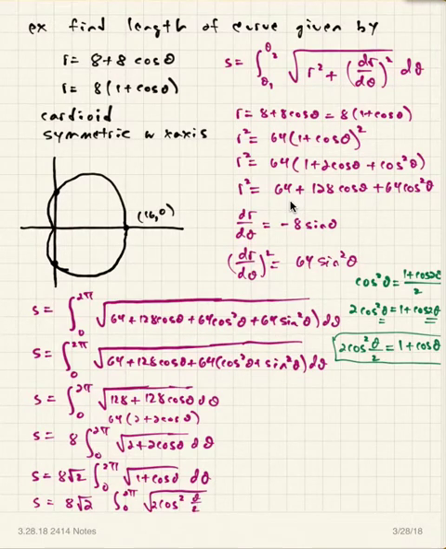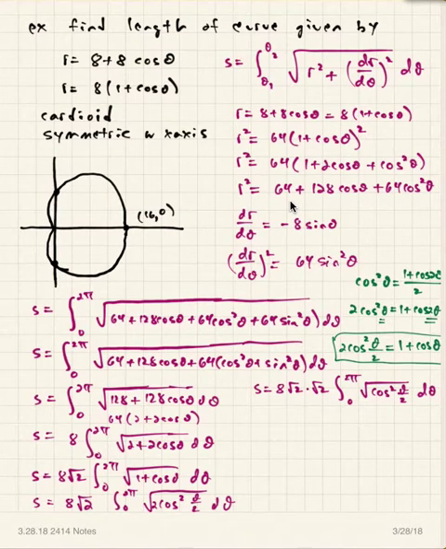And notice I can take out a square root of 2 from underneath the radical there. And that square root of 2 would multiply by the square root of 2 that's already out in front. And so you have s is equal to 8 times the square root of 2 times another square root of 2 times the integral from 0 to 2 pi of the square root of cosine squared theta over 2 d theta.